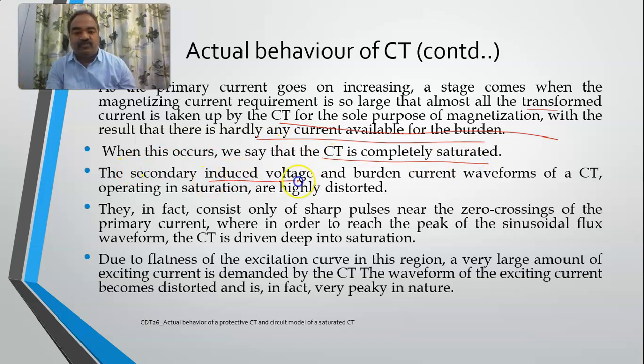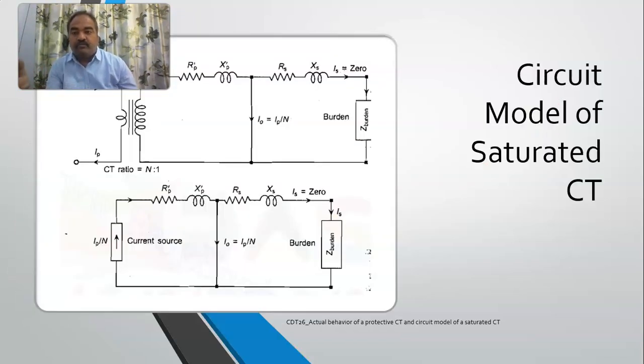In the secondary induced voltage and burden current waveforms, they are highly distorted. In fact, you can see only sharp pulses near the zero crossings of the primary currents. And due to the flatness of the excitation curve you have seen, a large amount of exciting current is being drawn, which means that you are not getting any current. Which means maximum current is being drawn here itself.